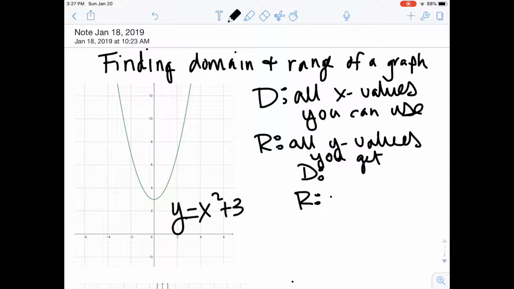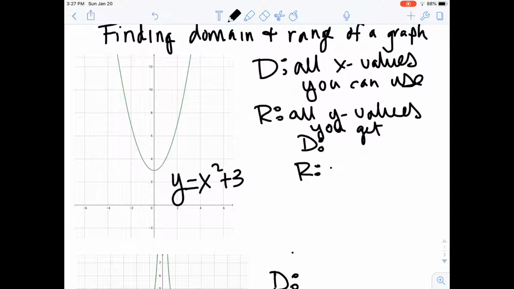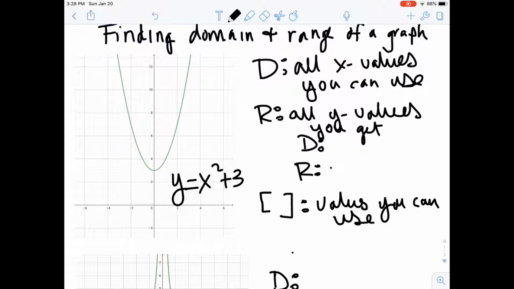So in the last video, we just wrote the domain as all real numbers except whatever x cannot equal. But in this video, I wanted to go over a different notation, and it's with brackets and parentheses, and with infinities and stuff like that. So if you ever see this, if you have a bracket, this indicates values you can use, right? And then parentheses are values you can't use.